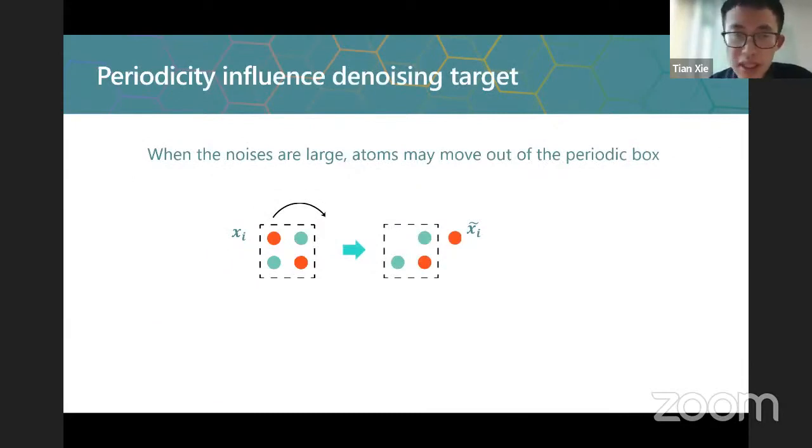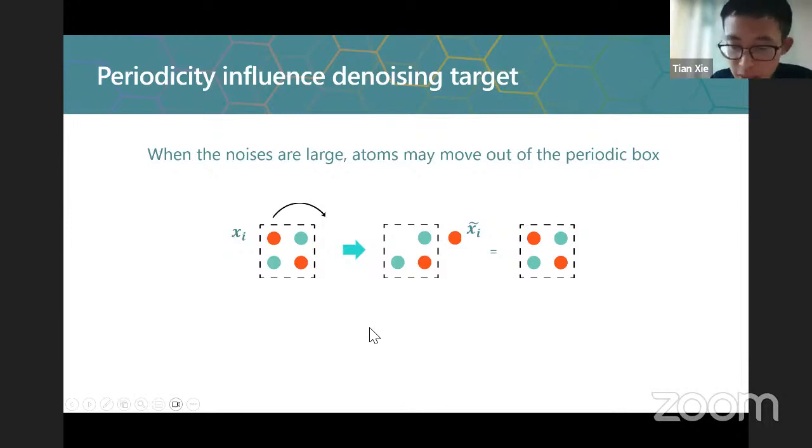There are several special things about this crystal problem, due to the periodicity, that we need to introduce into our network. The first is that because we have periodicity, it influences what the target for our denoising objective is. Here is one good example. This is the initial stable structure of the material. If you add noise into the stable structure, you get this structure. But the second structure is actually the same as the original structure.